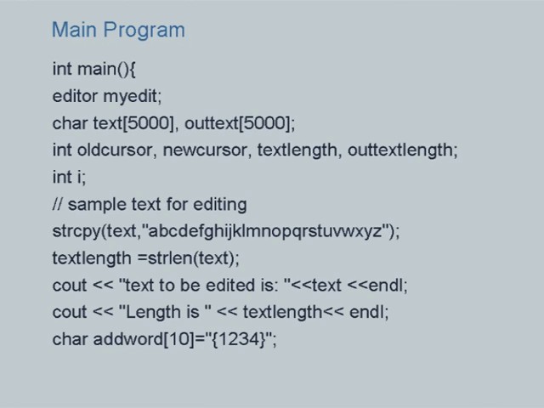I have additionally an old cursor, new cursor, text length, out text length, and an integer variable i for my indexing. All that I have tried to do in this particular main program. This main program does not handle the commands that I listed at the beginning. That will come in the proper version 2, or the set 2 of this set of programs. This is, you can say, set 2 trial.